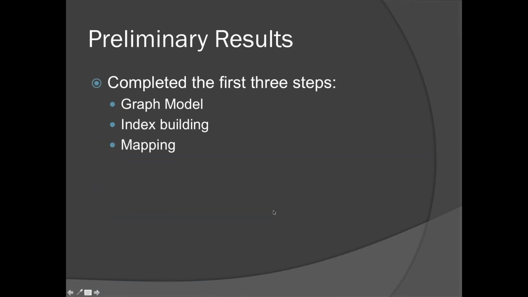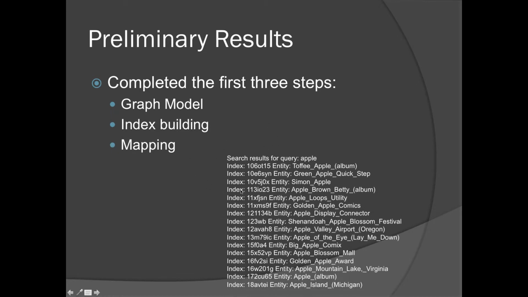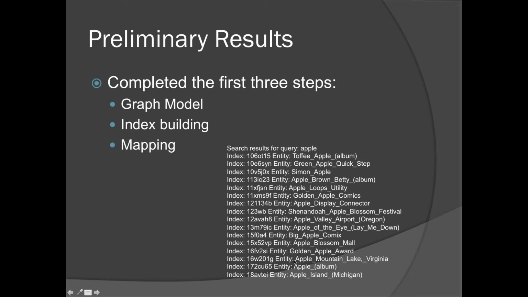So let me show all the preliminary results. Right now we have completed three steps. In the first three, we have built a graph model, we have an index on the nodes and on the edges, and we have done a simple mapping back to the nodes with a simple search. So this is a sample result if we search for Apple. This is the key we assign to this entity, and this is the entity we map to. This is a value.